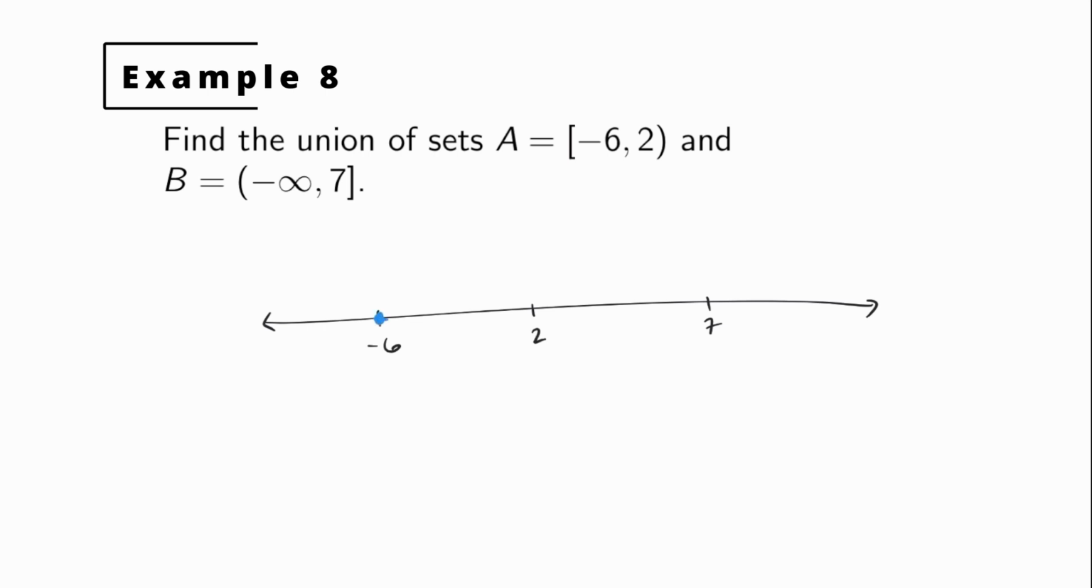We do not include 2. Okay. And B is negative infinity, sorry, to 7. So it looks like this. Okay, we include 7. Now, the union is any number on the number line that is either shaded in red or in blue. So since A is contained entirely within B, the union of A and B, so A union B, is just B. Okay. It's the whole set from negative infinity to 7. That's everything that's in A or in B, or in both, is just the set B itself.